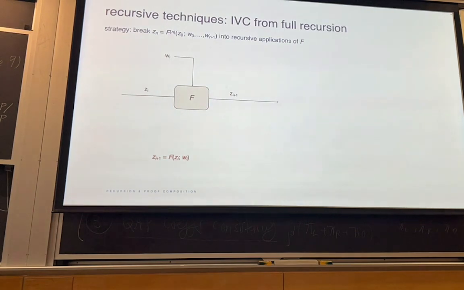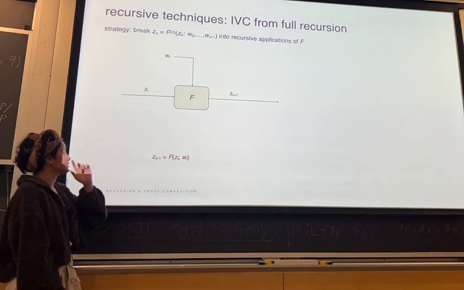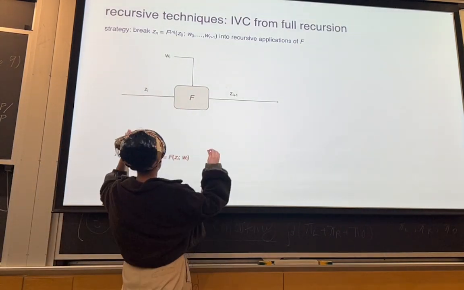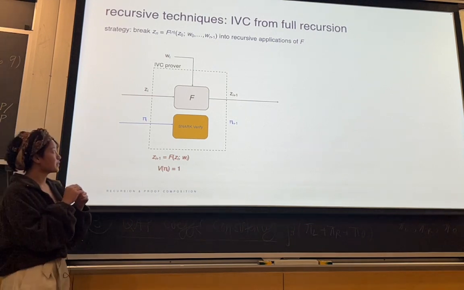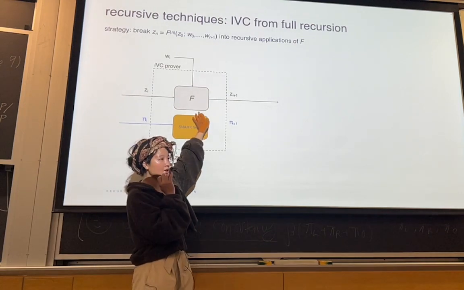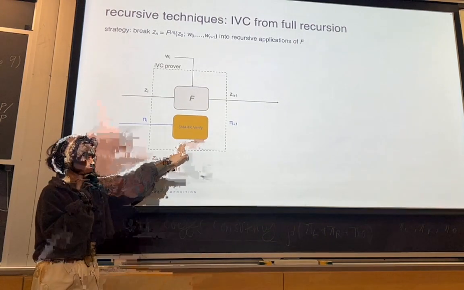A normal zkSNARK is just some circuit f. You prove that f of z_i, w_i gives you the output z_{i+1}. And you have a proof that this was a correct transition. Now, a recursive proof is basically this application circuit bundled with some verification circuit.